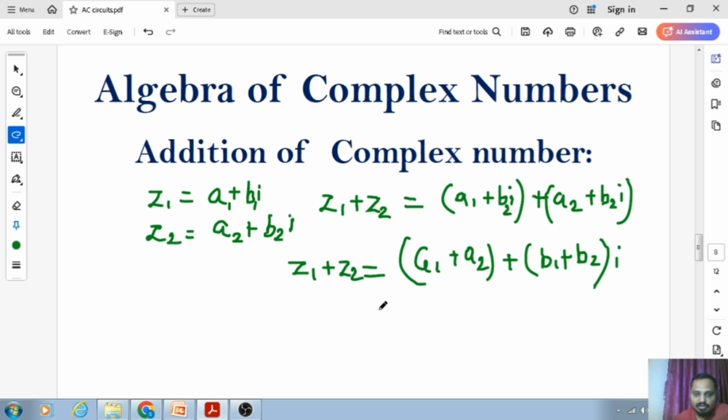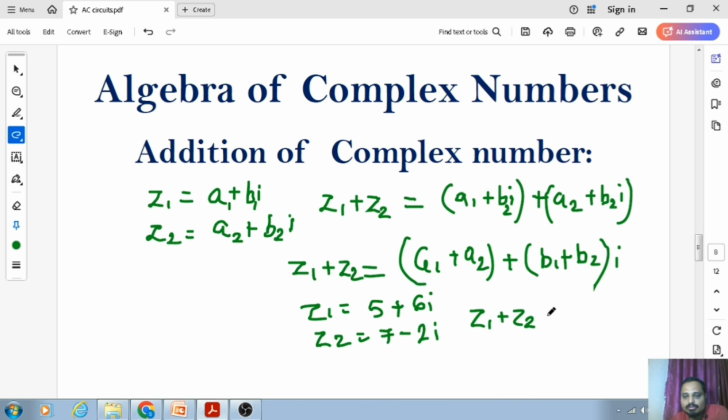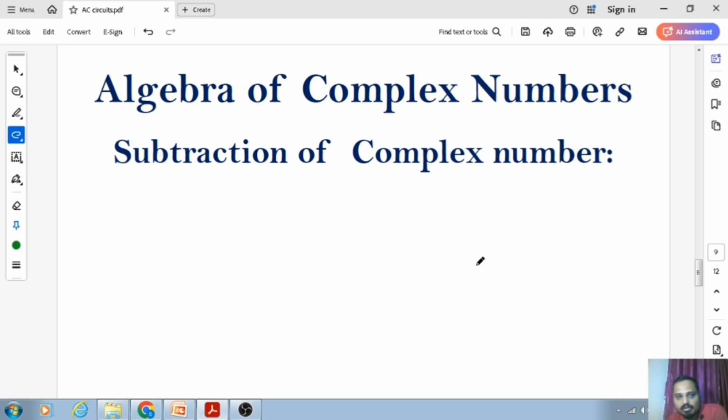Okay, for the homework, let's say Z1 is equal to 5 plus 6i and Z2 is equal to 7 minus 2i, and you have to perform Z1 plus Z2. Okay, so the procedure is the same. Here I have written the procedure. So you have to just put the values of A and B and find the addition of these two complex numbers. Now let's see how we can perform the subtraction of two complex numbers.